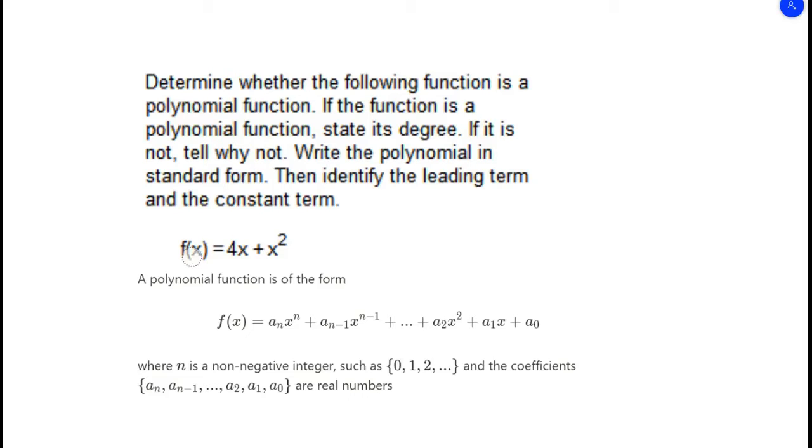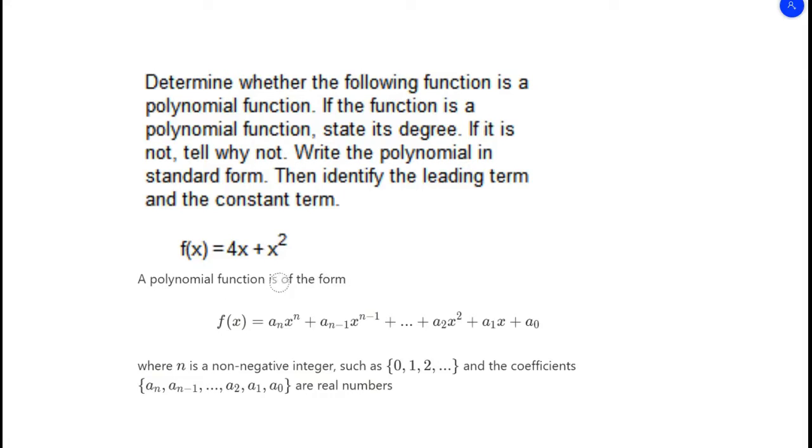The function that we're working with on this example is f of x equals 4x plus x squared. And we want to know whether this function is a polynomial function. So I've put the definition of a polynomial function down here.